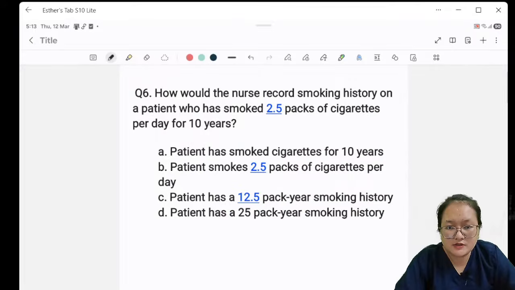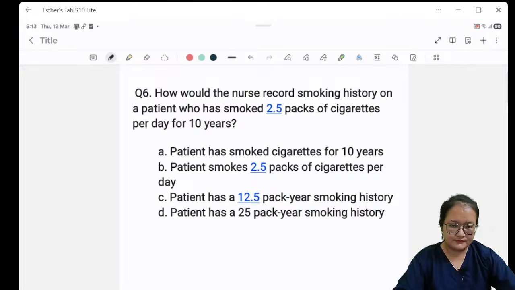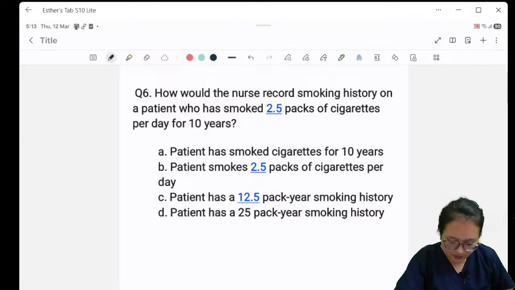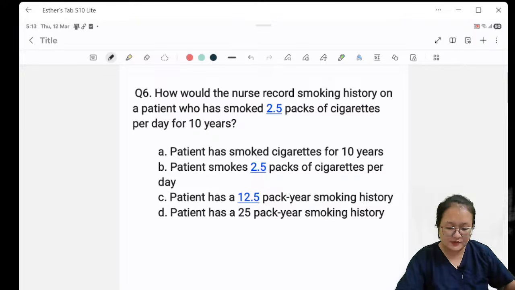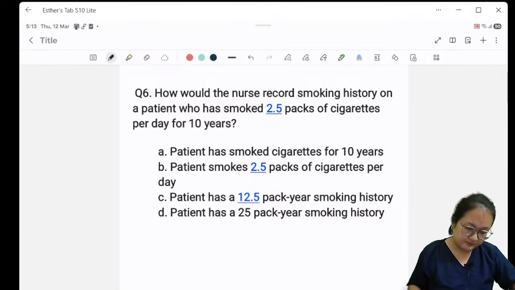Okay, going to the next question, we have, how will the nurse record smoking history on a patient who has smoked 2.5 packs of cigarettes per day for 10 years? So what will be the answer? So we have a formula for this.